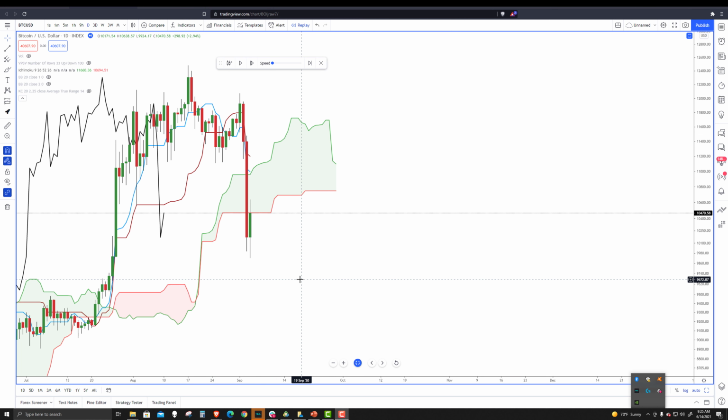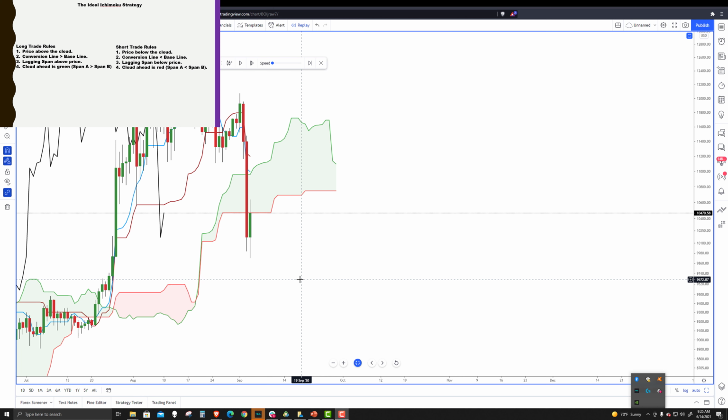So the first one is the ideal Ichimoku strategy. This is a combination of aggressive and conservative. We're going to look for an example of a long trade setup. The first one is we're going to look for price to break above the cloud. We want the conversion line above the baseline, or the Tenkan-sen above the Kijun-sen. The lagging span above price, meaning it needs to be above the candlesticks. And the cloud ahead needs to be green.